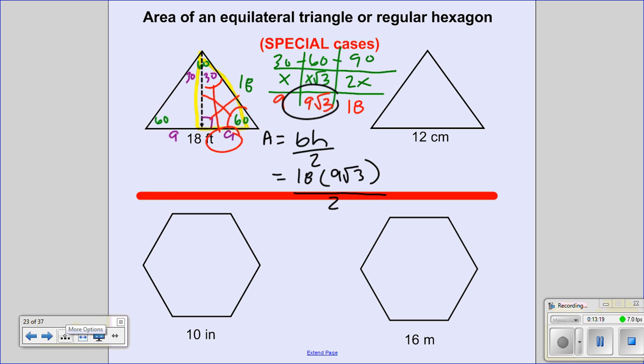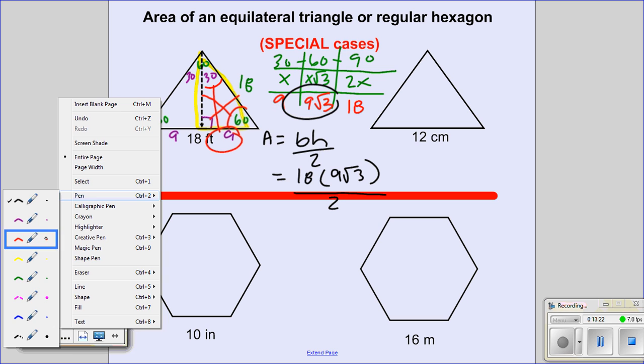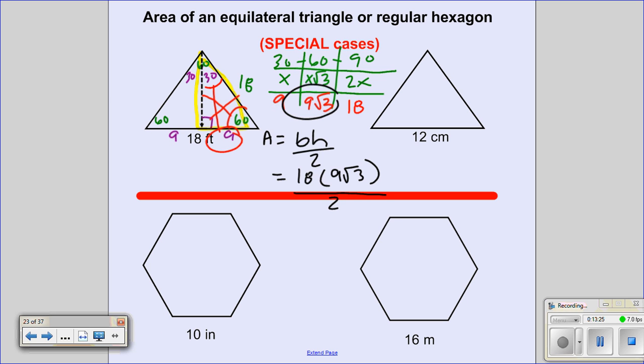Again, the same rule can apply. Anytime you have an even number up top, go ahead and cut some of your work off. Divide 18 by 2, you get 9. And 2 by itself is 1. So you would eventually have 9 times 9, leaving the root alone. So it would be 81 root 3 feet squared would be the area of that triangle. Now try the other one on your own. Should be very similar, just some different numbers.